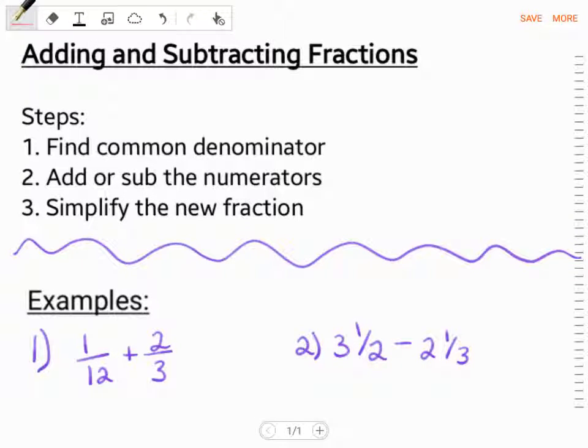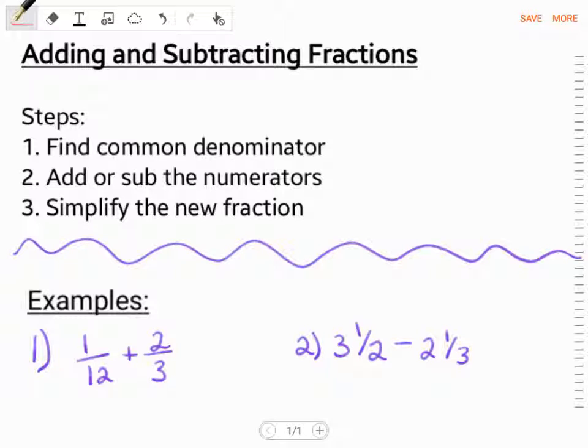Okay, so today we're going to talk about adding and subtracting fractions, and I've got some steps labeled out. Hopefully it's coming back a little bit to us in class, but our steps are, the first thing you want to do is find a common denominator between the two fractions.